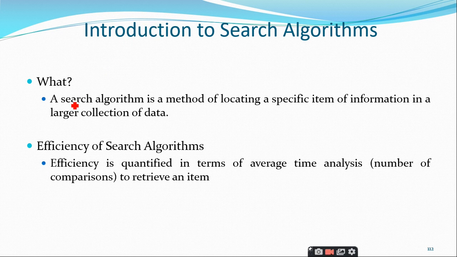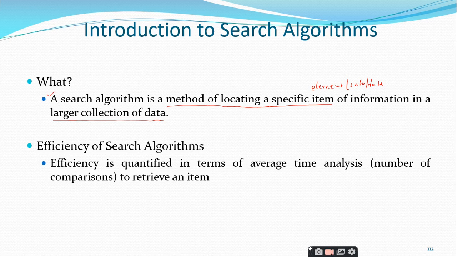What is a searching algorithm? A searching algorithm is a method of identifying or locating a specific item. This item can be an element, or some information, or data, anything. So a search algorithm is a method of identifying a specific element in a large collection of data. You will have a large list of elements, out of which you will be asked to find one particular element. You will be asked to find whether that element is present in the given list or not.